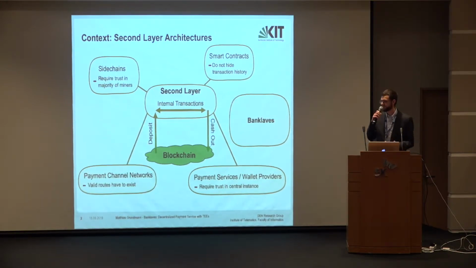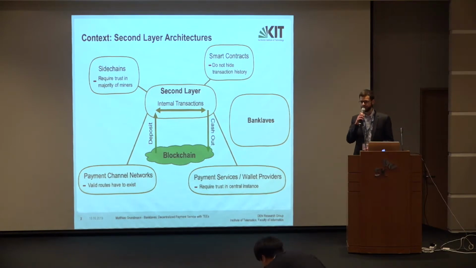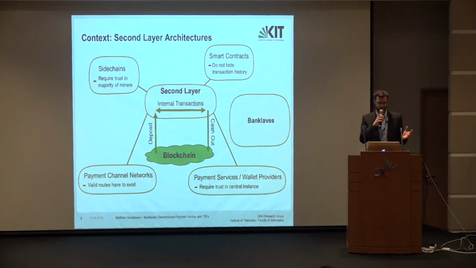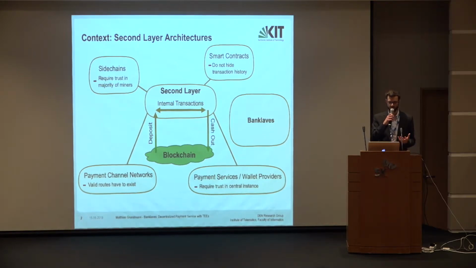And probably the most famous second layer architecture are payment channel networks. We heard yesterday about the Lightning Network. It is a very great idea. However, the problem in payment channel networks is that valid routes have to exist between a sender and the receiver of a payment, and there needs to be enough available balance on one route.